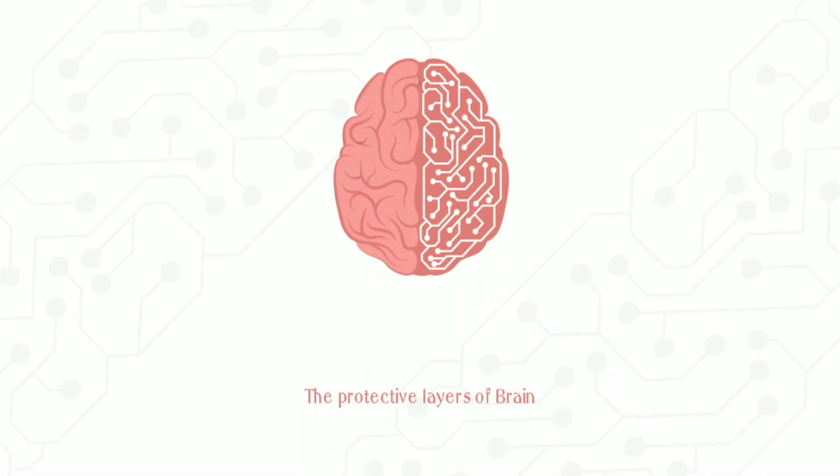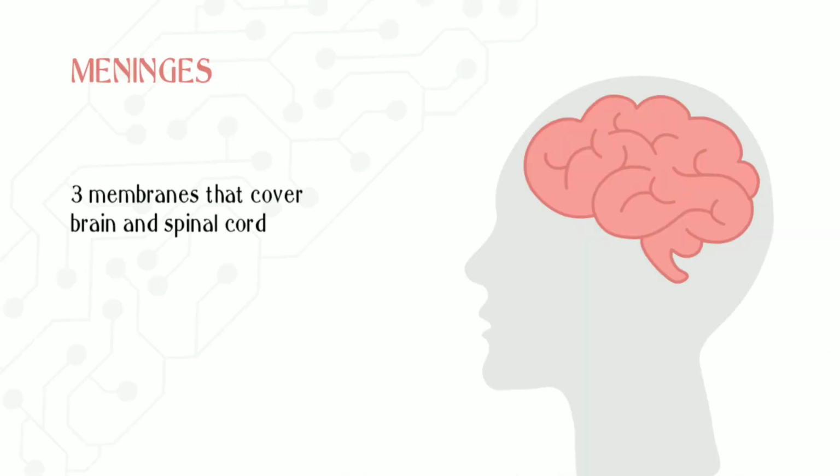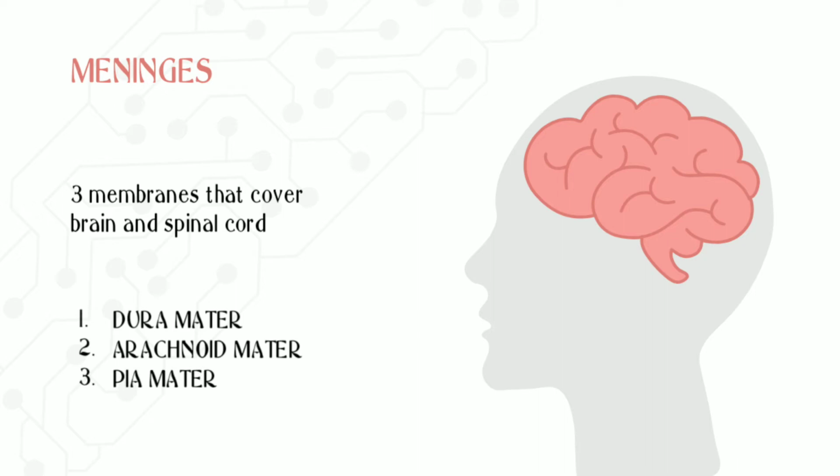Hi friends, today we are going to learn about the protective layers of the brain, which are known as meninges. There are three meningeal layers that cover the brain and the spinal cord, and they are the outermost layer dura mater, the middle layer arachnoid mater, and the innermost layer pia mater.